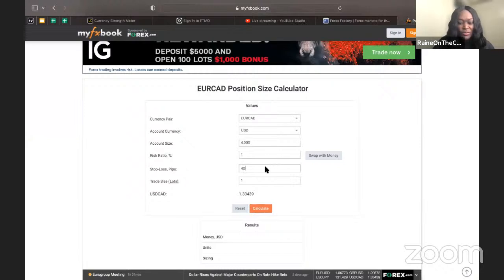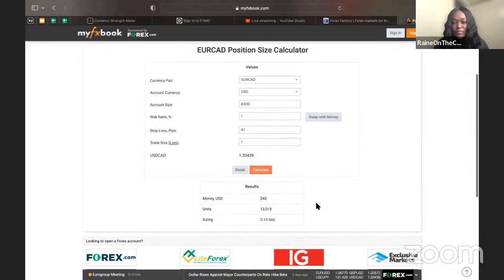Actually, it was like 41, something like that, right? 41. And then you hit calculate. So that's $40, right? For those of you who are math whizzes, 1% of $4,000 is $40.